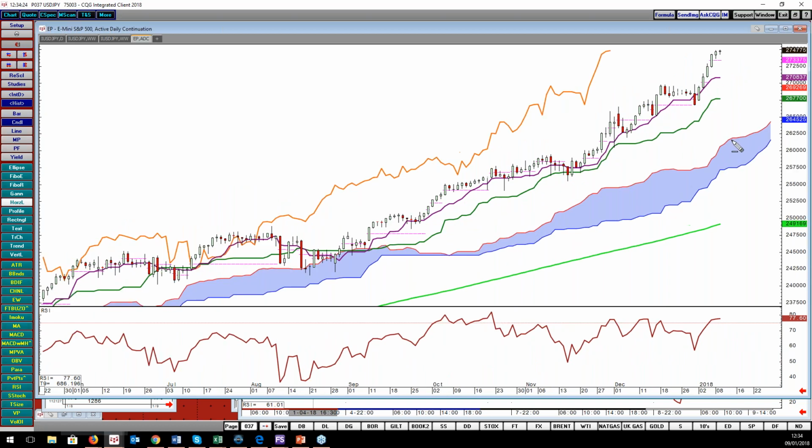The cloud is right down at 2,620. Long way off, okay? So a nice thick cloud going on there, and we're comfortably above it. The lagging line is comfortably above it as well, obviously.